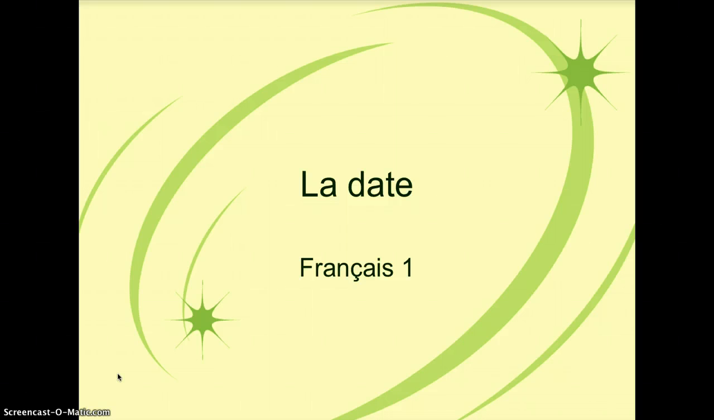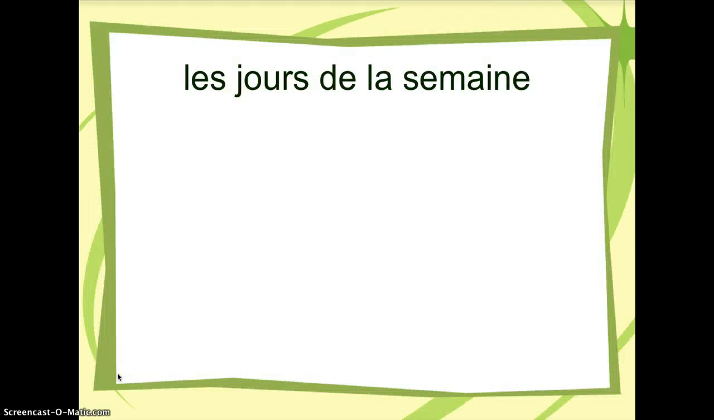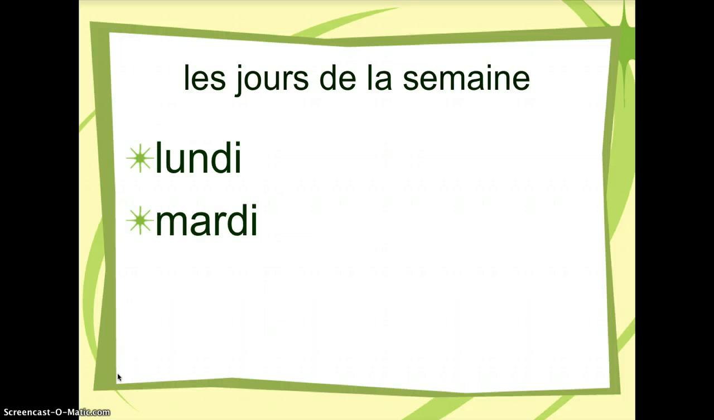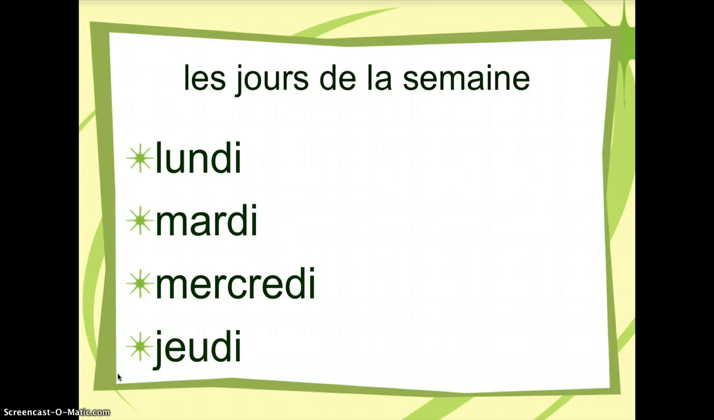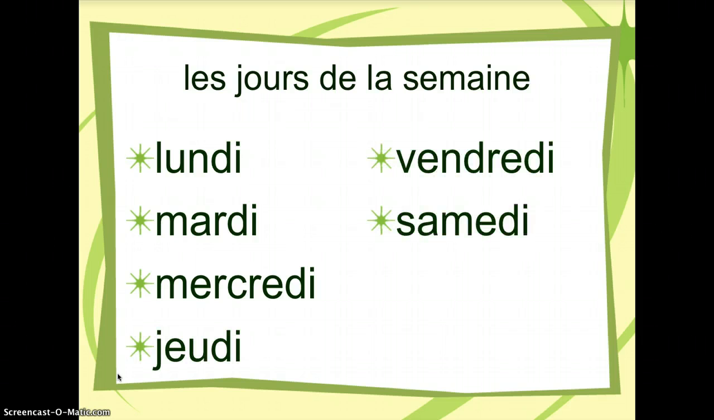Ok, commençons avec la date. Les jours de la semaine, we already talked about the days of the week, but here they are again. Lundi, mardi, mercredi, jeudi, vendredi, samedi, dimanche. Remember, we also mentioned that the French calendar begins on a Monday, whereas the American calendar or Canadian calendar will begin on a Sunday. So look out.